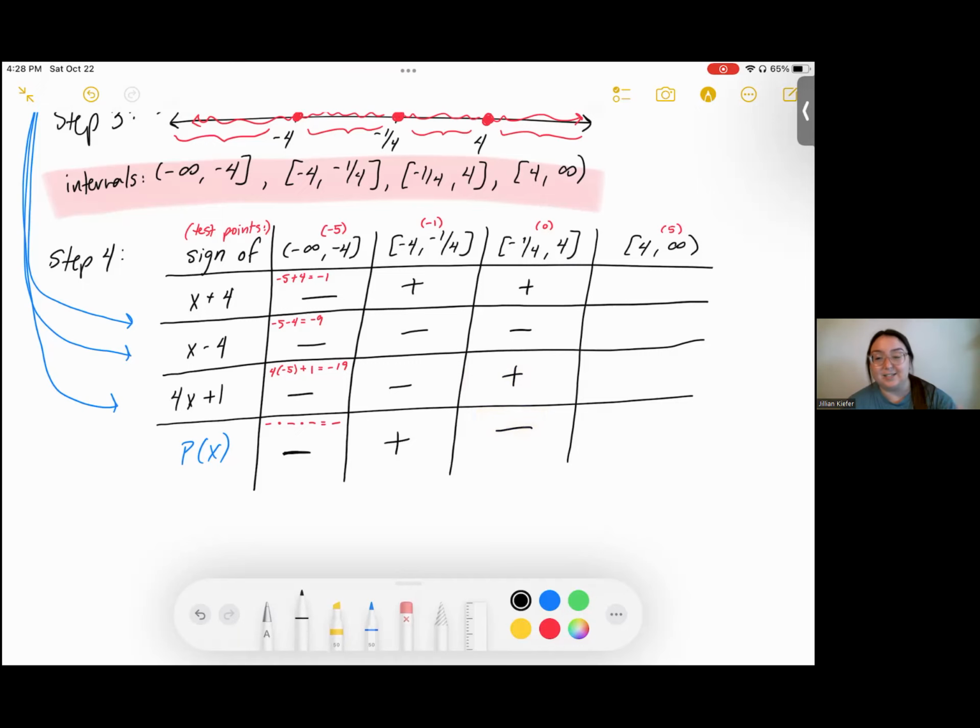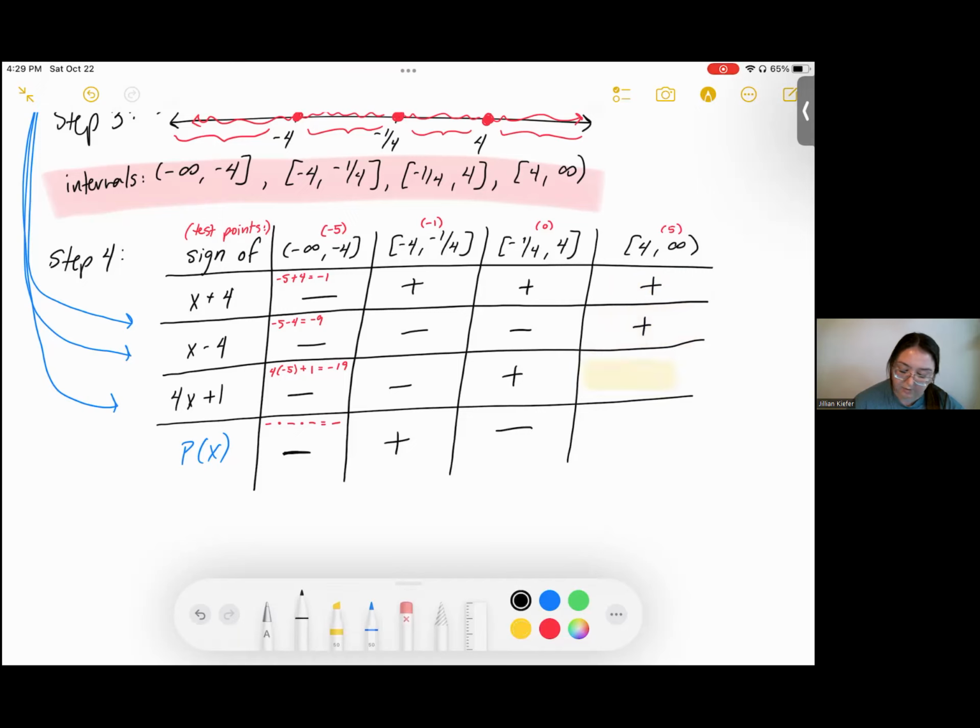All right, now we've got the last one. The last interval, we're using the test point 5. First factor, we'll have 5 plus 4, that's a +9, so our factor is positive on that interval. Then we've got 5 minus 4, which is a +1, so it's positive on that interval.